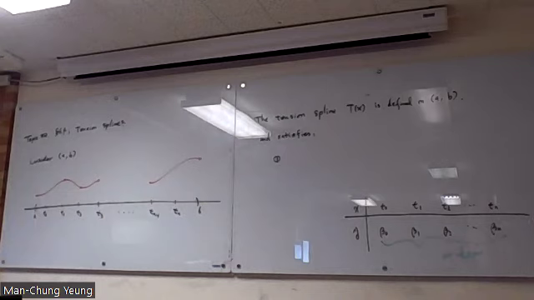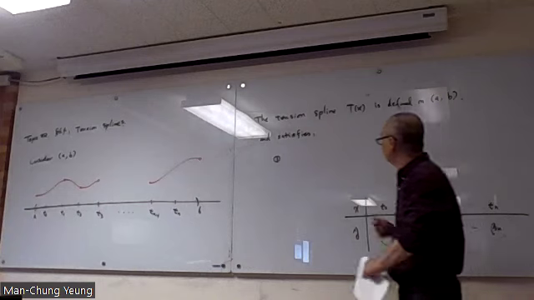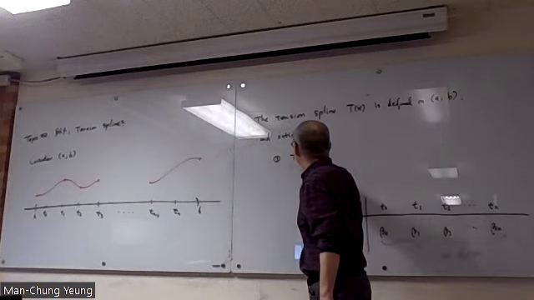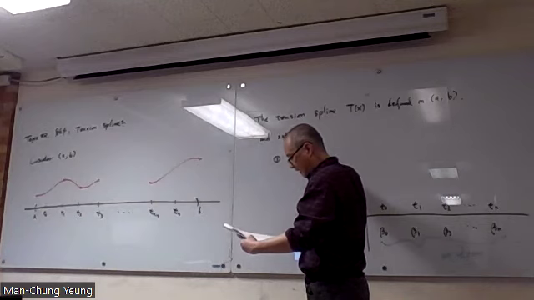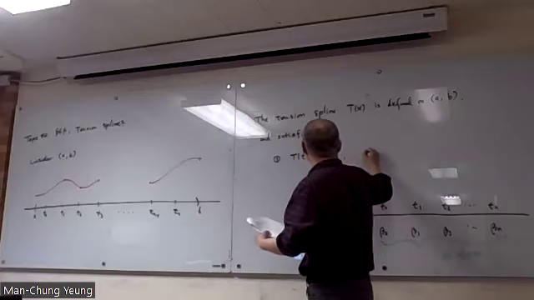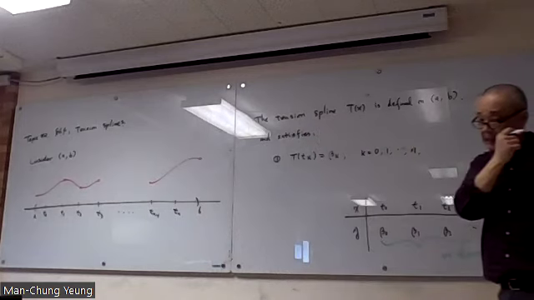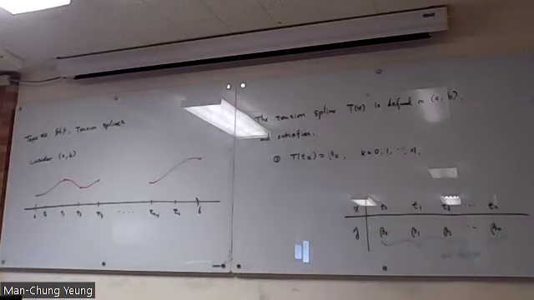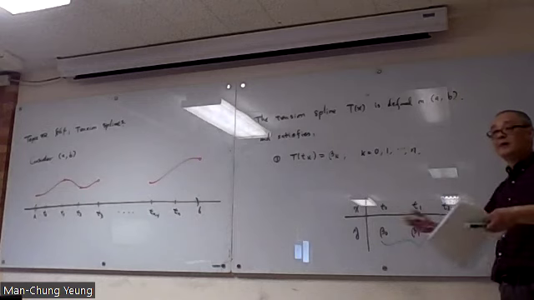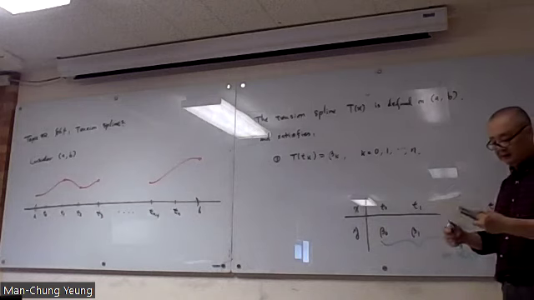Now the tension spline is defined on this interval and satisfies T at ti, T of tk is equal to beta k. What is k? k is 0, 1, 2, up to n. So actually, the beta values can be arbitrarily given, and we find a function through these beta values.